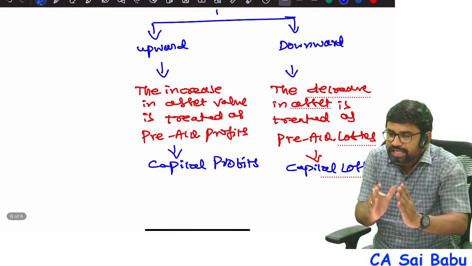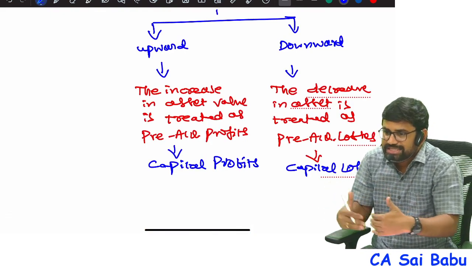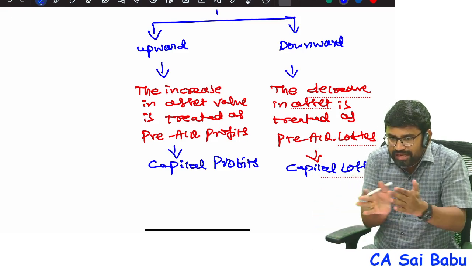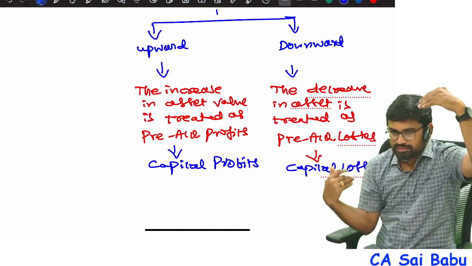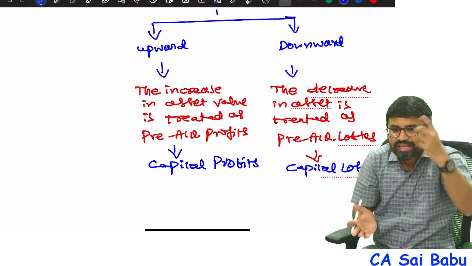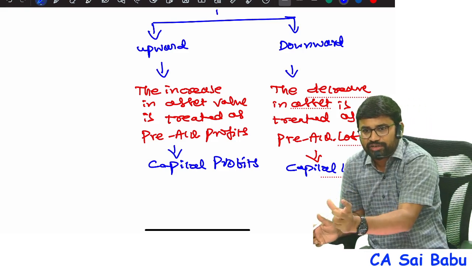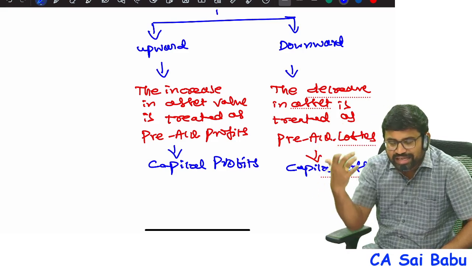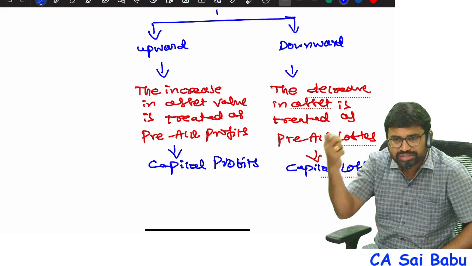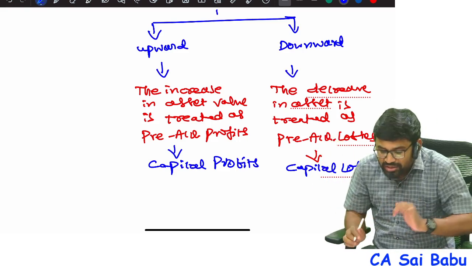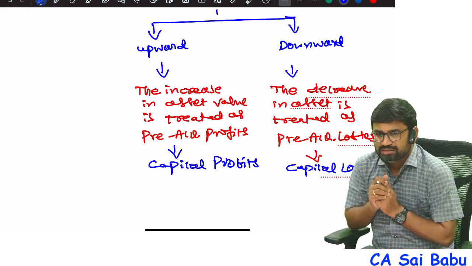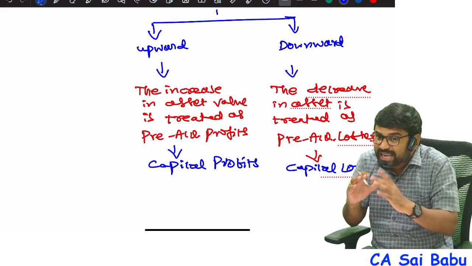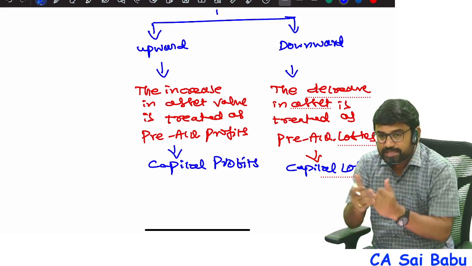So very simple, sir. When parent company is acquiring subsidiary company, sometimes subsidiary company assets are revalued. Here revaluation can be upward, downward. If there is an upward revaluation, the increase is treated as pre-acquisition profit, transferred to capital profit. If there is a downward revaluation, the decrease is treated as capital loss, pre-acquisition loss. Now tell me, because of this, is there any other consequence? Is there any effect on the profits of subsidiary company?